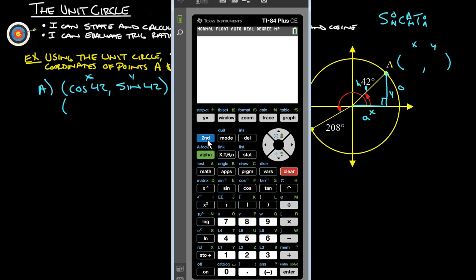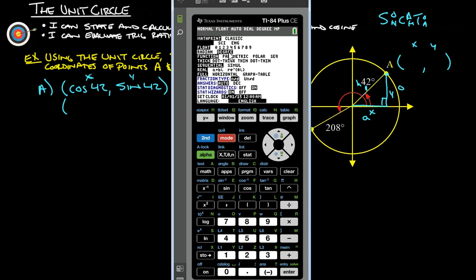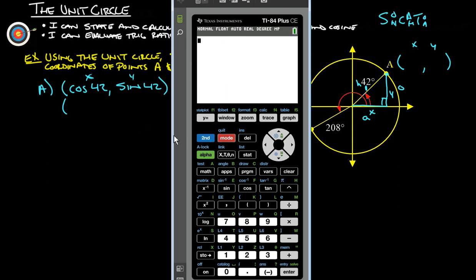So make sure, if we haven't used our calculators for a little bit, at least as far as we're talking about trig stuff, what we need to do is go into mode. You need to make sure that your calculator's in degree mode. You only have to do that once. Once you know it's there, then you're good to go. So then now we know it's in degree mode, and we're just going to simply type in cosine 42, and that gives us 0.743.